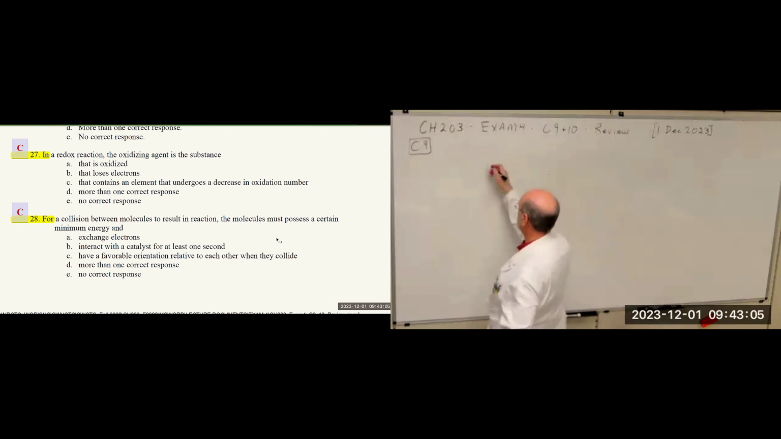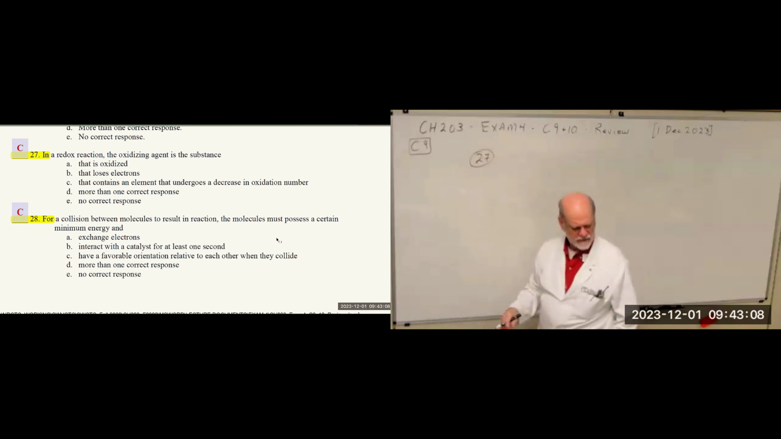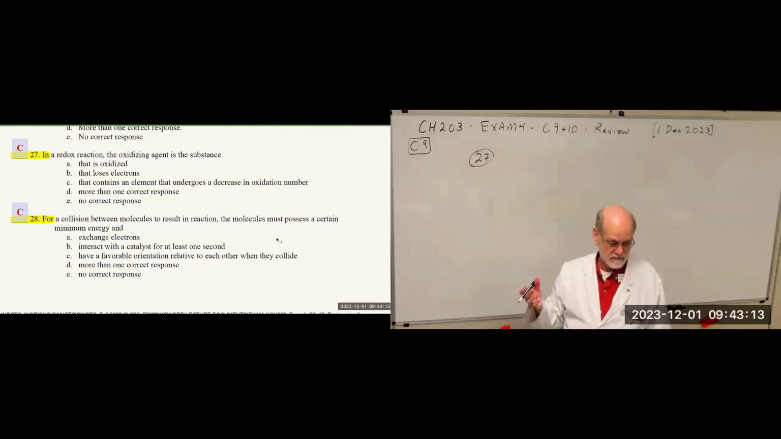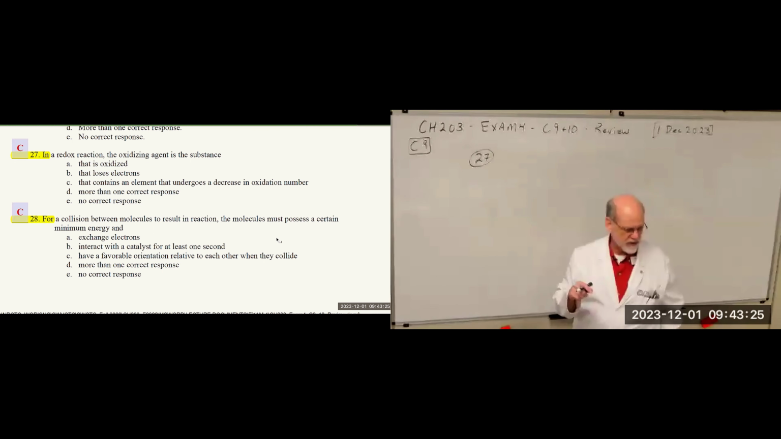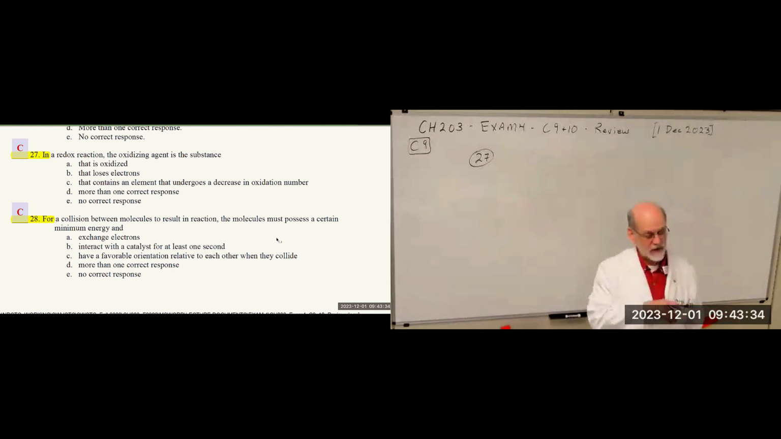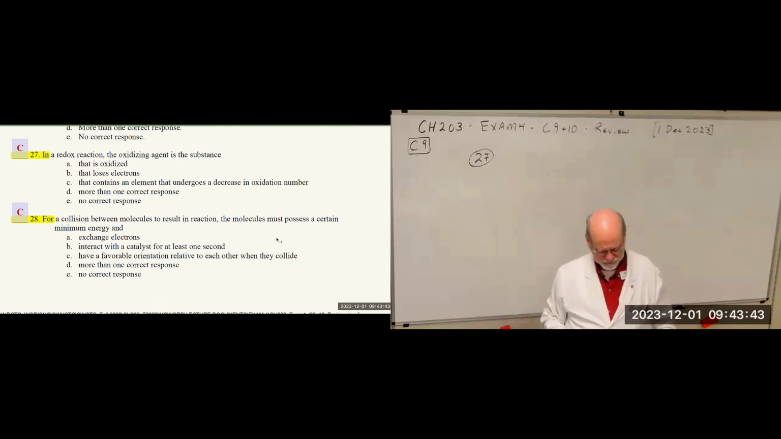27. There's the definition. In a redox reaction, the oxidizing agent is the substance reduced, or the one that contains an element that undergoes a decrease in oxidation number. So when they use that expression, it's a mathematical expression. If the oxidation number decreases, it goes more negative. And if the oxidation number increases, it goes more positive. It could still be negative, but it has to tend toward the positive direction. So C is the answer there. That one is correct. C.